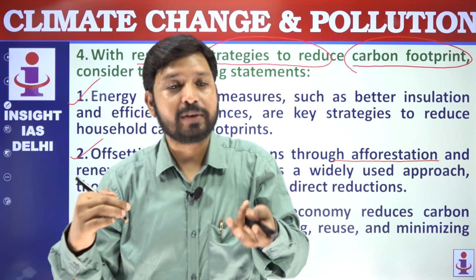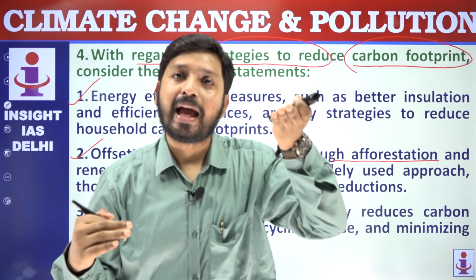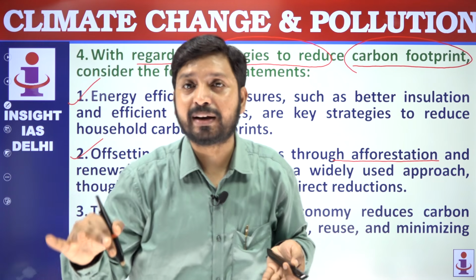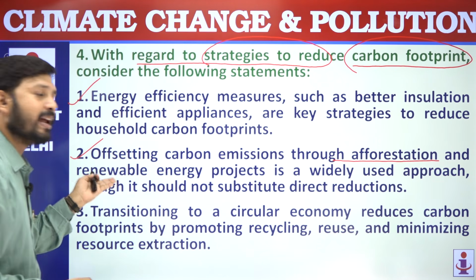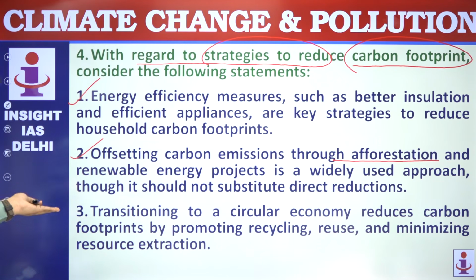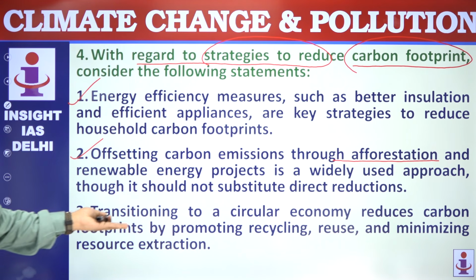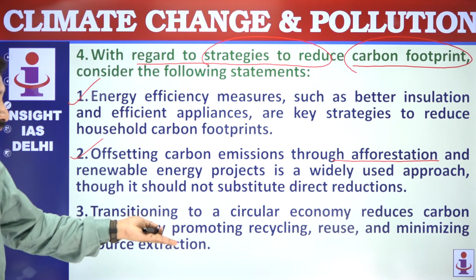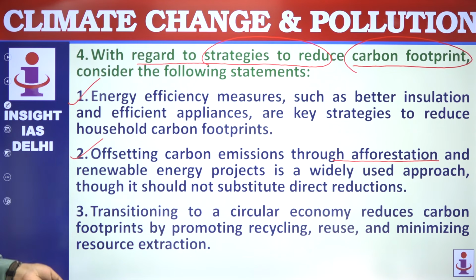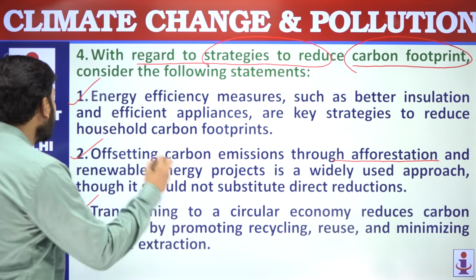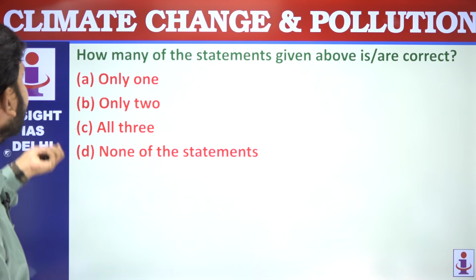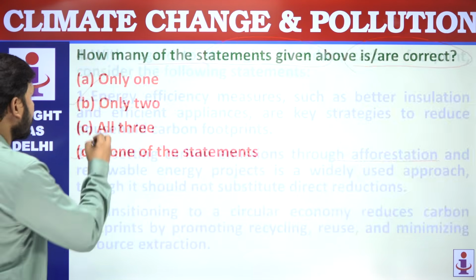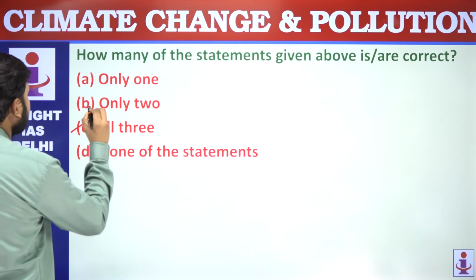It should not be like, if I am doing afforestation, my industries can release any amount of carbon dioxide. No, this should not be done, right? So both have to go hand in hand. So this is the right statement. And the third one: transitioning to a circular economy reduces carbon footprint by promoting recycling, reuse and minimizing resource extraction. Yes, this is also a right statement. So let's see what they have asked. How many of the statements given above are correct? So all three are correct. So all three are there in option C.